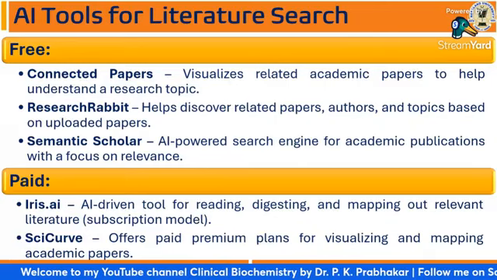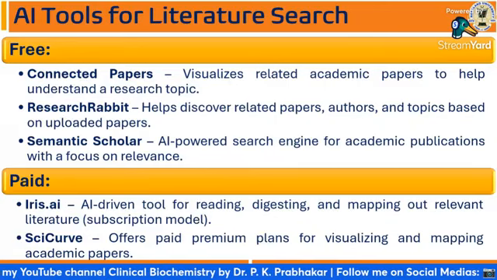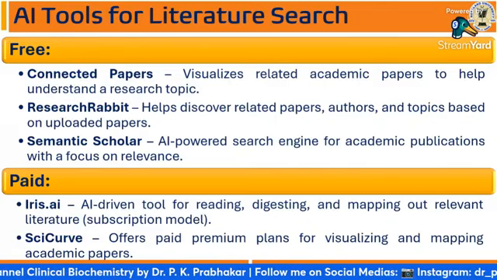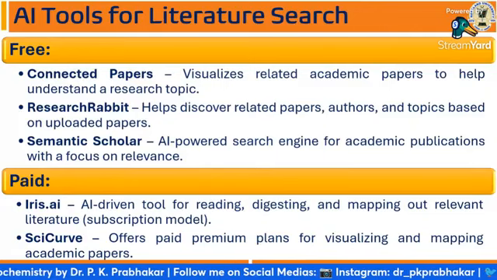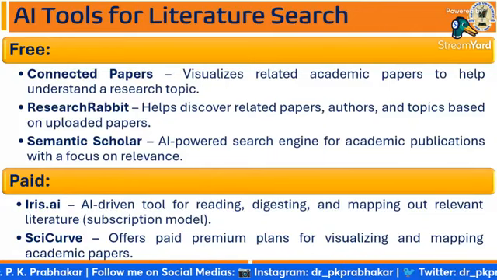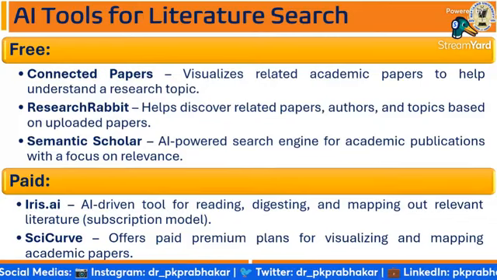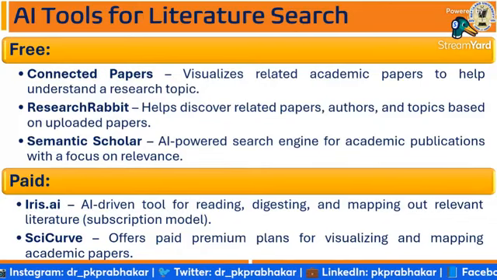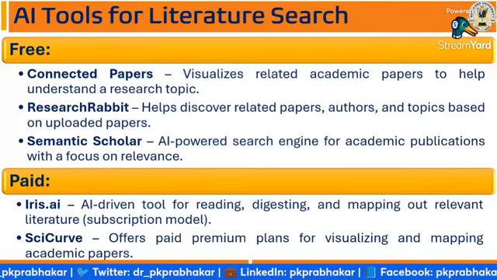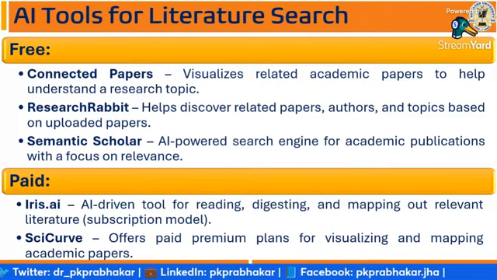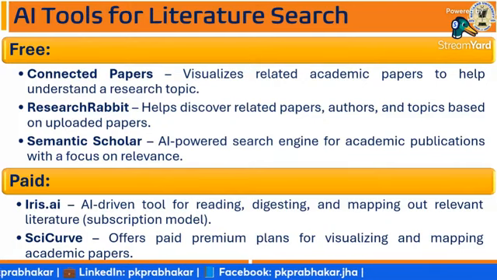Like Connected Papers. If you see Connected Papers, it normally visualizes the related academic papers to help, as its name suggests. We are going to use it for literature mapping and exploration. It is a citation-based graph. It generates a visual map of similar papers, similar looking papers, papers related to each other.